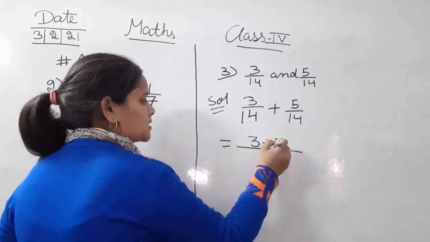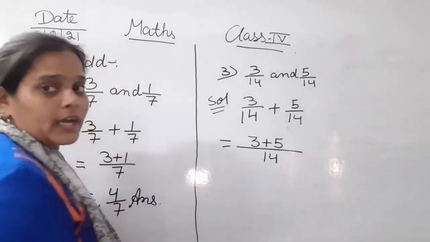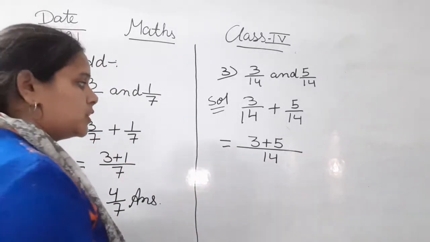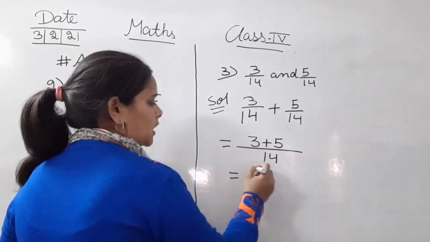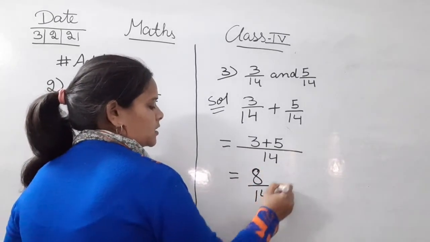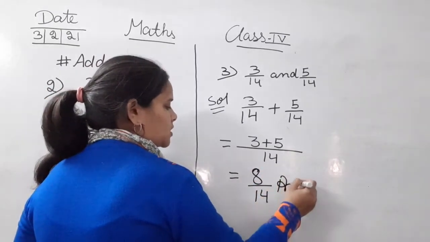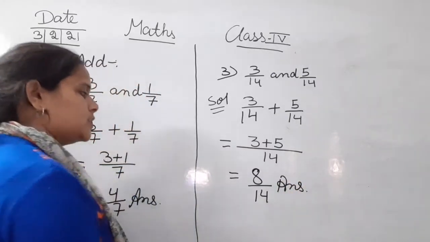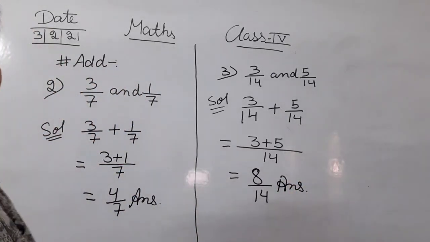Now add 3 and 5. So 3 plus 5 is 8. Denominator 14. So the answer is 8 upon 14. Okay, so this is how you are going to add the fractions. Let's move next to the fourth one.